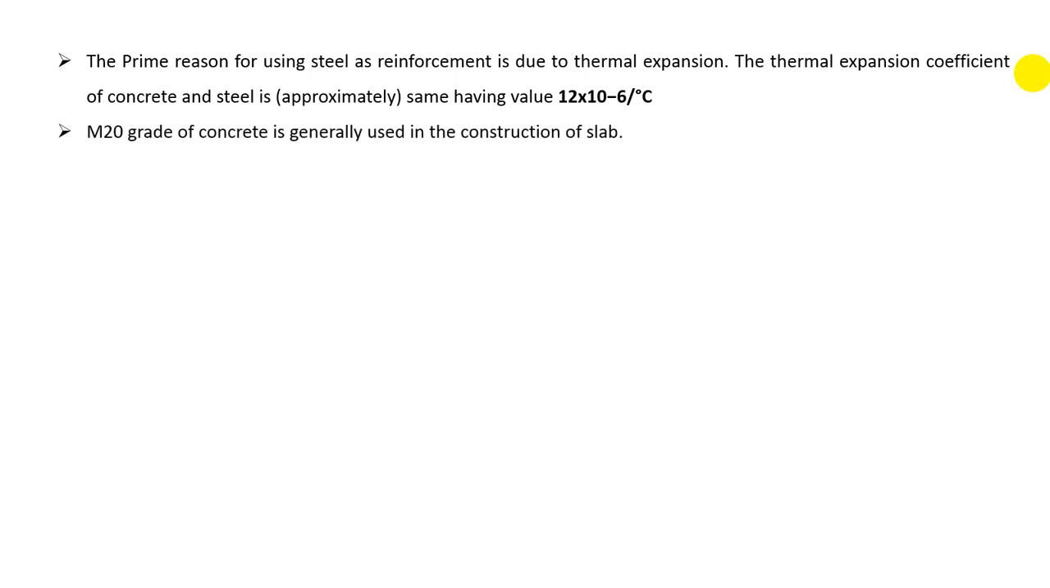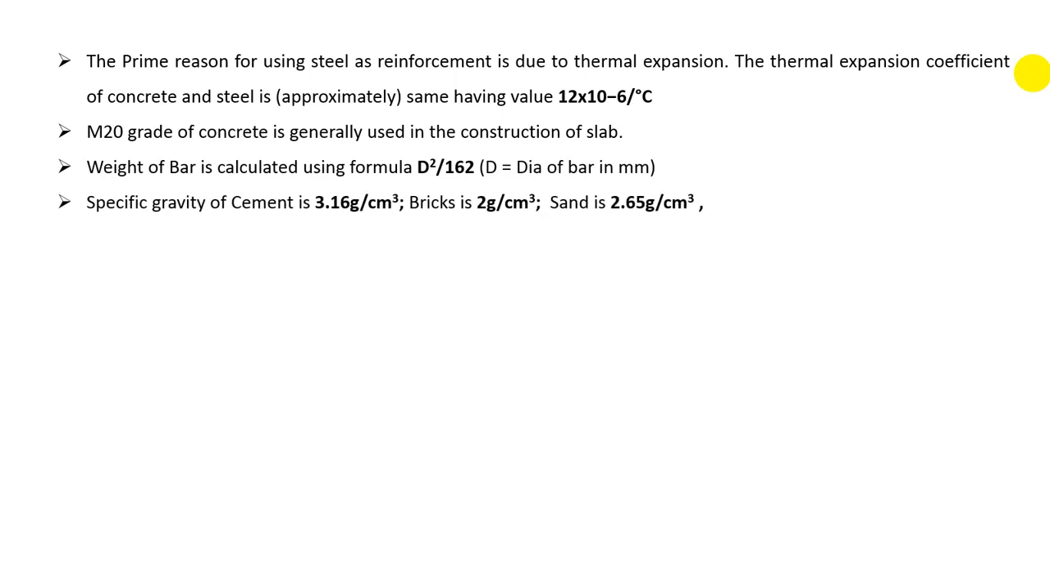M20 grade concrete is generally used in the construction of slabs. The weight of a bar is calculated using the formula d squared by 162, where d is the diameter in millimeters. The diameter we have to take in millimeters.